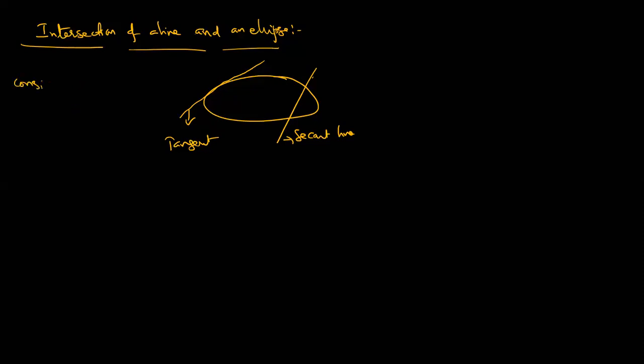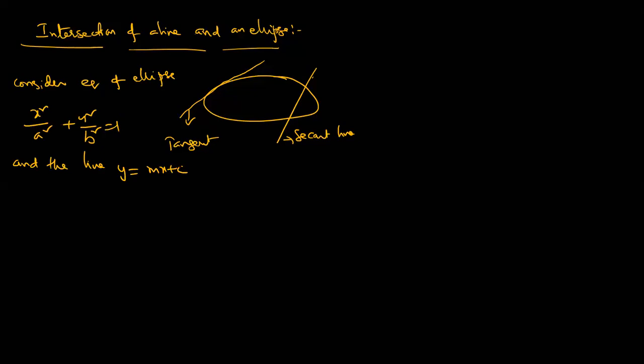So consider the equation of the ellipse: x square by a square plus y square by b square is equal to 1. You should understand here that a is always greater than b. And the line y is equal to mx plus c. Consider this as equation 1, dear students. This is 2. Solving 1 and 2, we get.